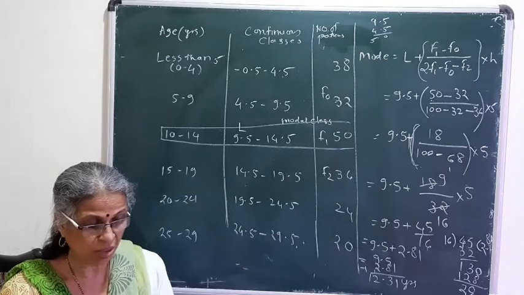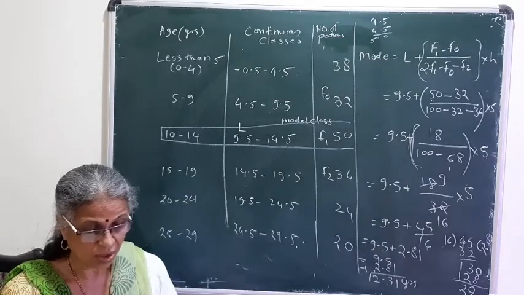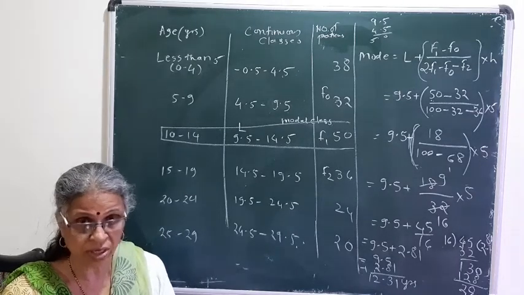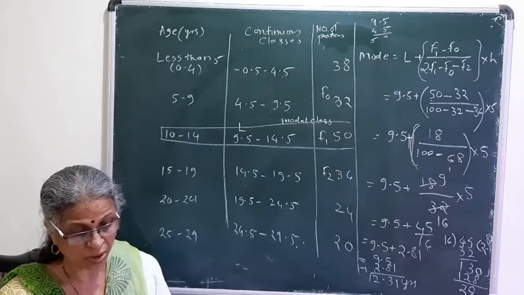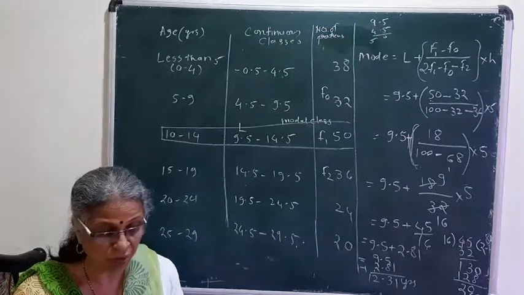So these are the points you have to remember. Only one sum is there in the problem set on mode, that you solve as a homework. 6.3 second sum I have given as a homework, that you solve as a homework. Now they have given the presentation of data on page number 151.